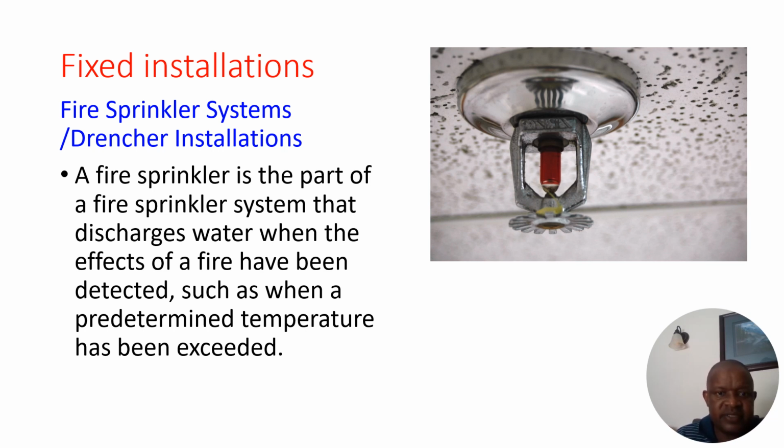A fire sprinkler is the part of a fire sprinkler system that discharges water when the effects of a fire have been detected, such as when a predetermined temperature has been exceeded. You can see from the photo that is one type of a sprinkler, and we see that it discharges water automatically when a predetermined temperature has been exceeded.